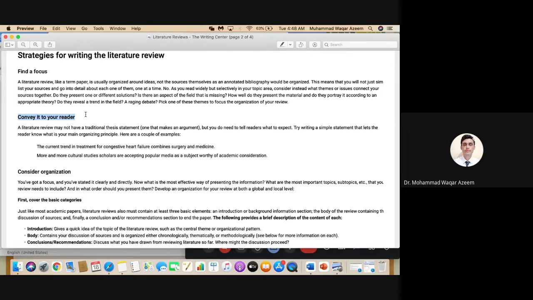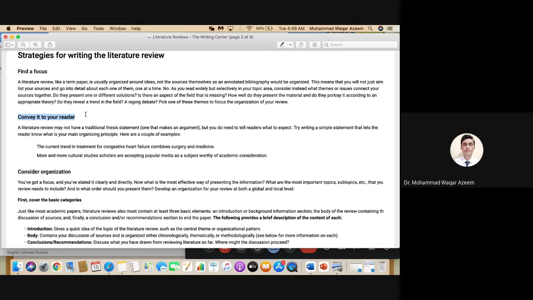Moreover, then you can say the plot structure of this novel has been studied by a number of researchers. And then, after this statement, you can start picking those researchers one by one.